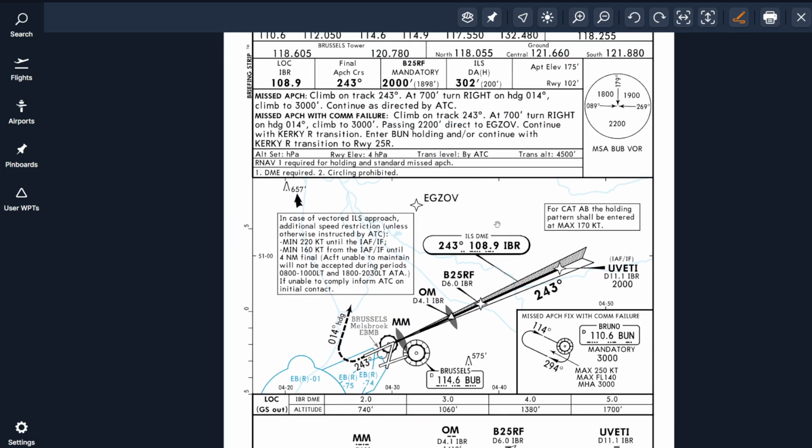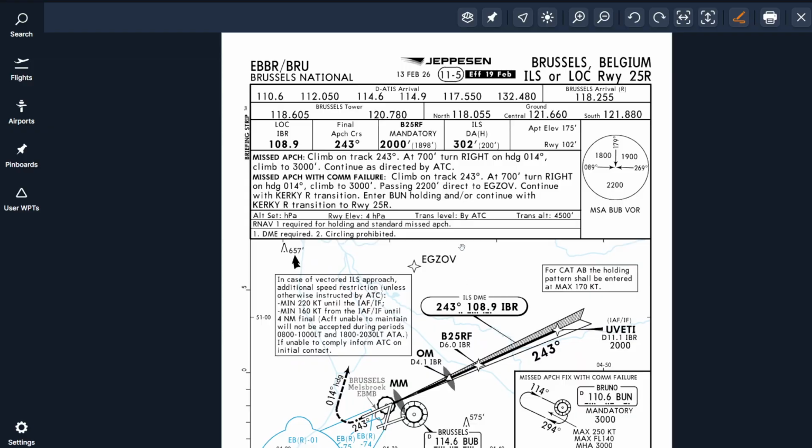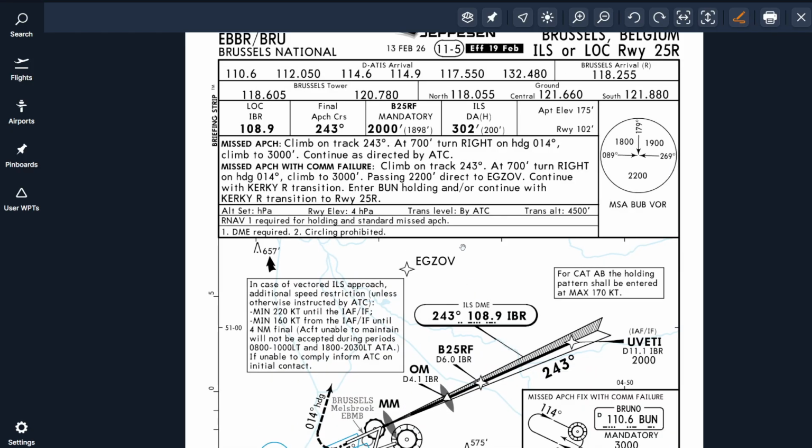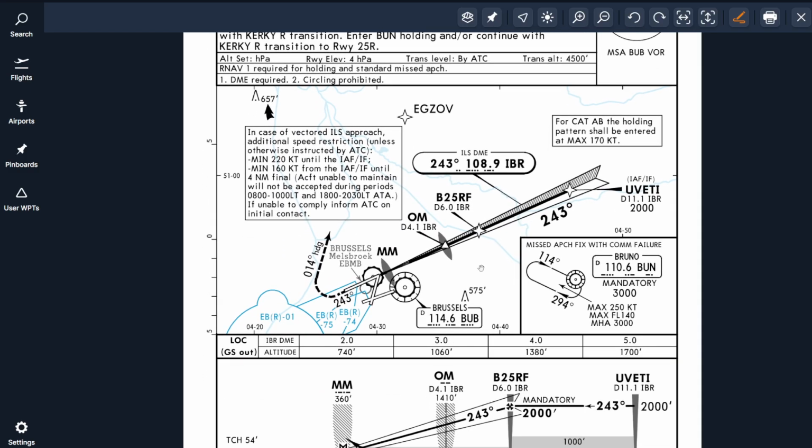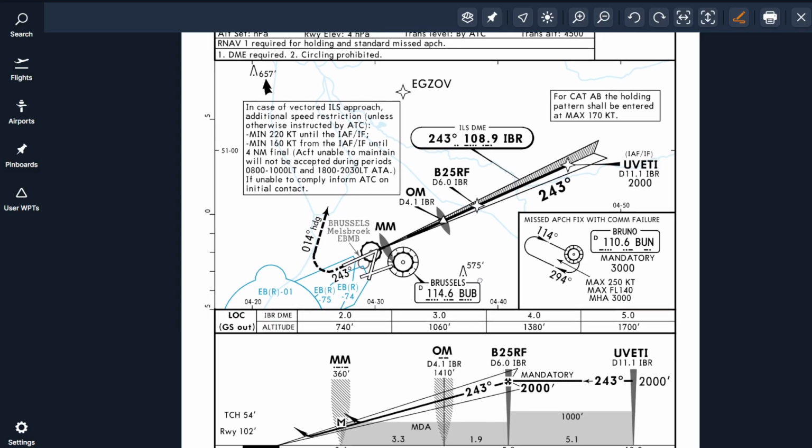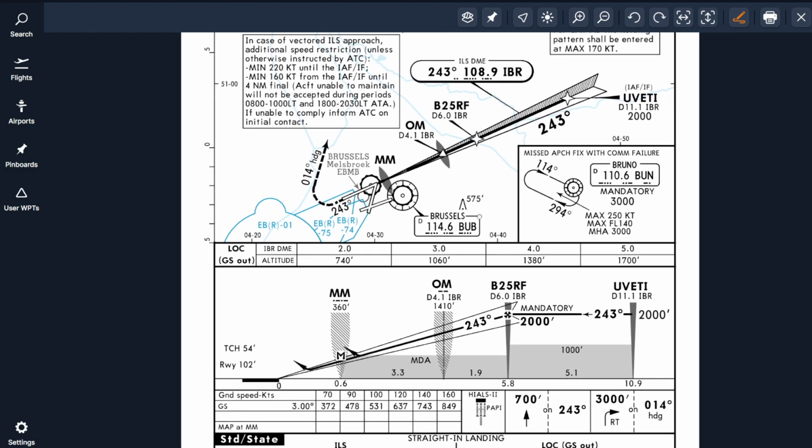Jeppesen charts may look intimidating at first, but once you understand the briefing strip, the plan view, the profile view, the missed approach and minimums section, every chart starts to follow the same logic. The more approaches you study and fly, the faster you will become at extracting the important information.